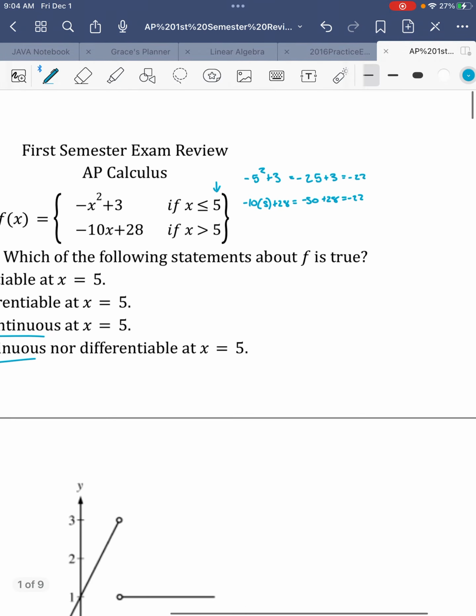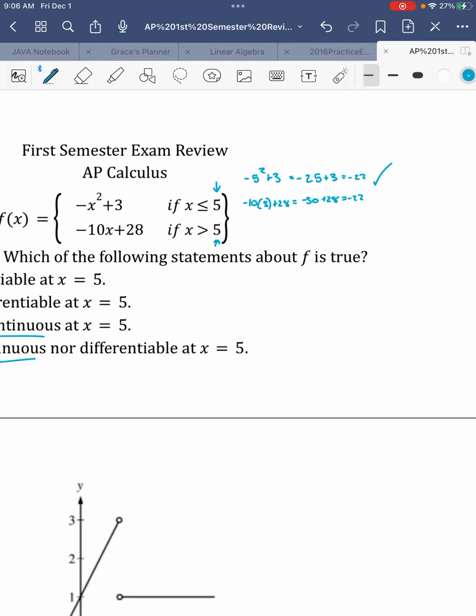Remember, to be differentiable, a function has to be continuous. It can't have any sharp cusps or corners, and there can't be any vertical tangent lines. When we have a piecewise function, if it's continuous, that part's good. But what we have to check is if there are sharp corners where the two different lines meet, because a lot of times when you have a piecewise function, you have sharp corners where you separate the two pieces. So to figure out if it's differentiable, we have to figure out, is the derivative the same for both of those functions when we plug in 5.